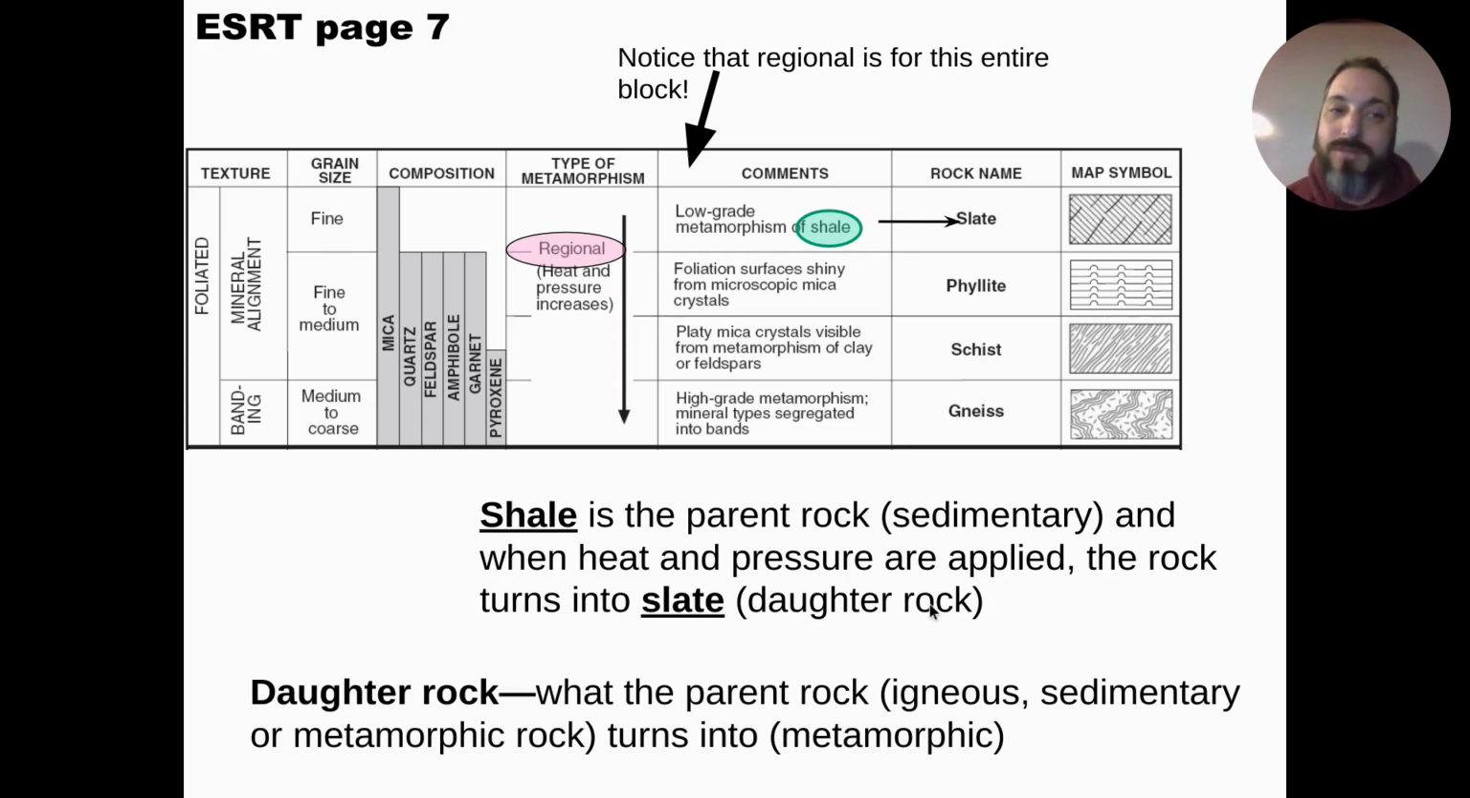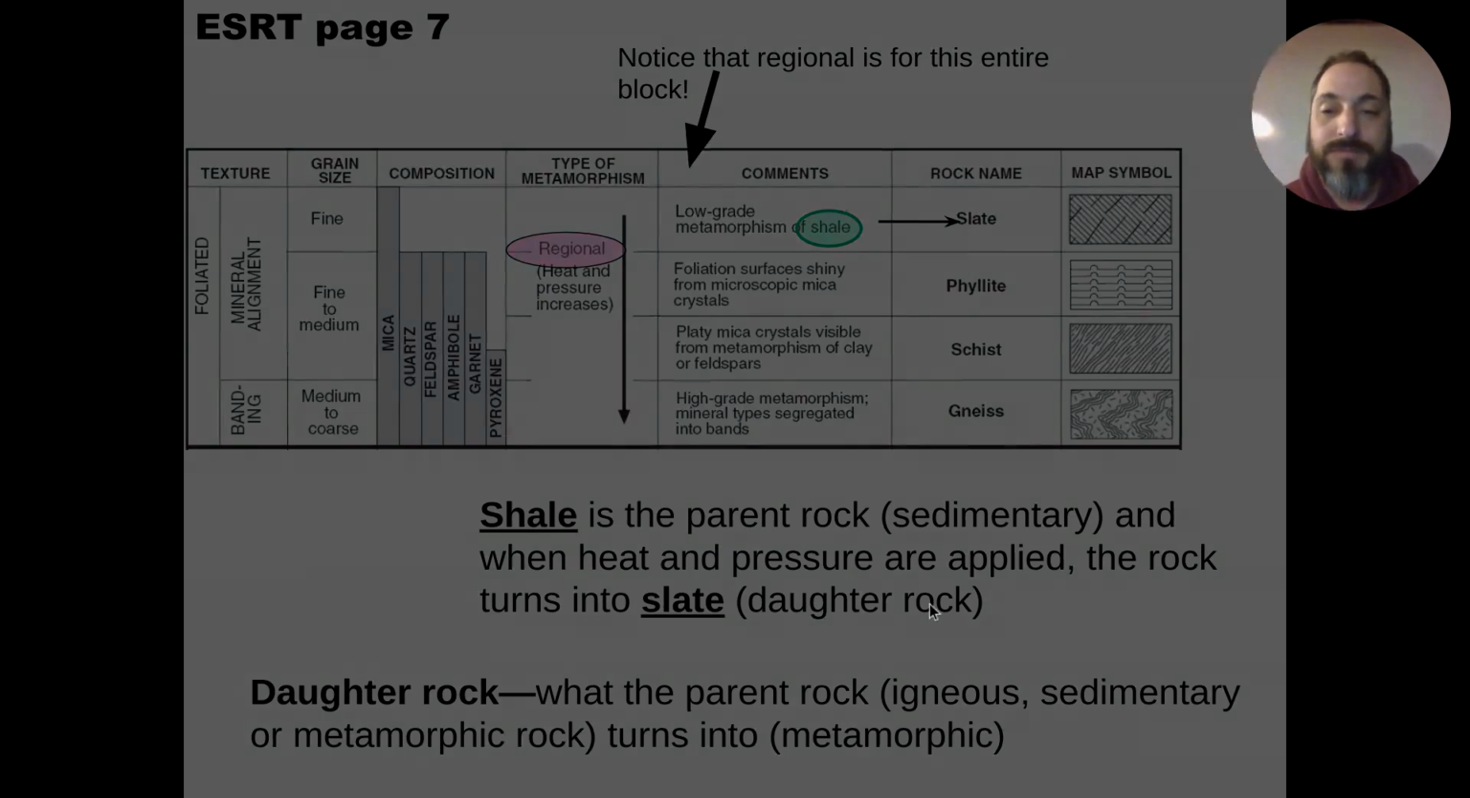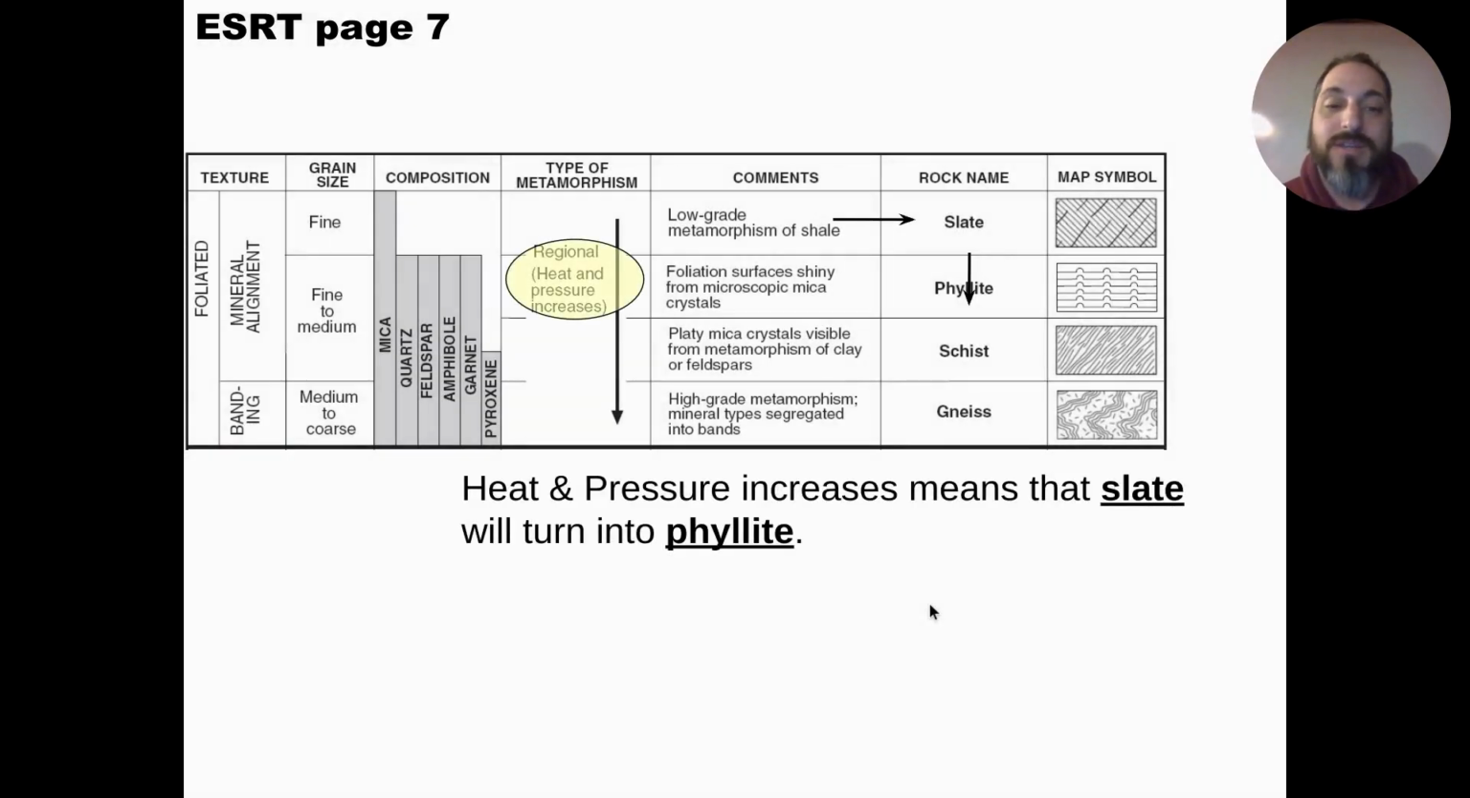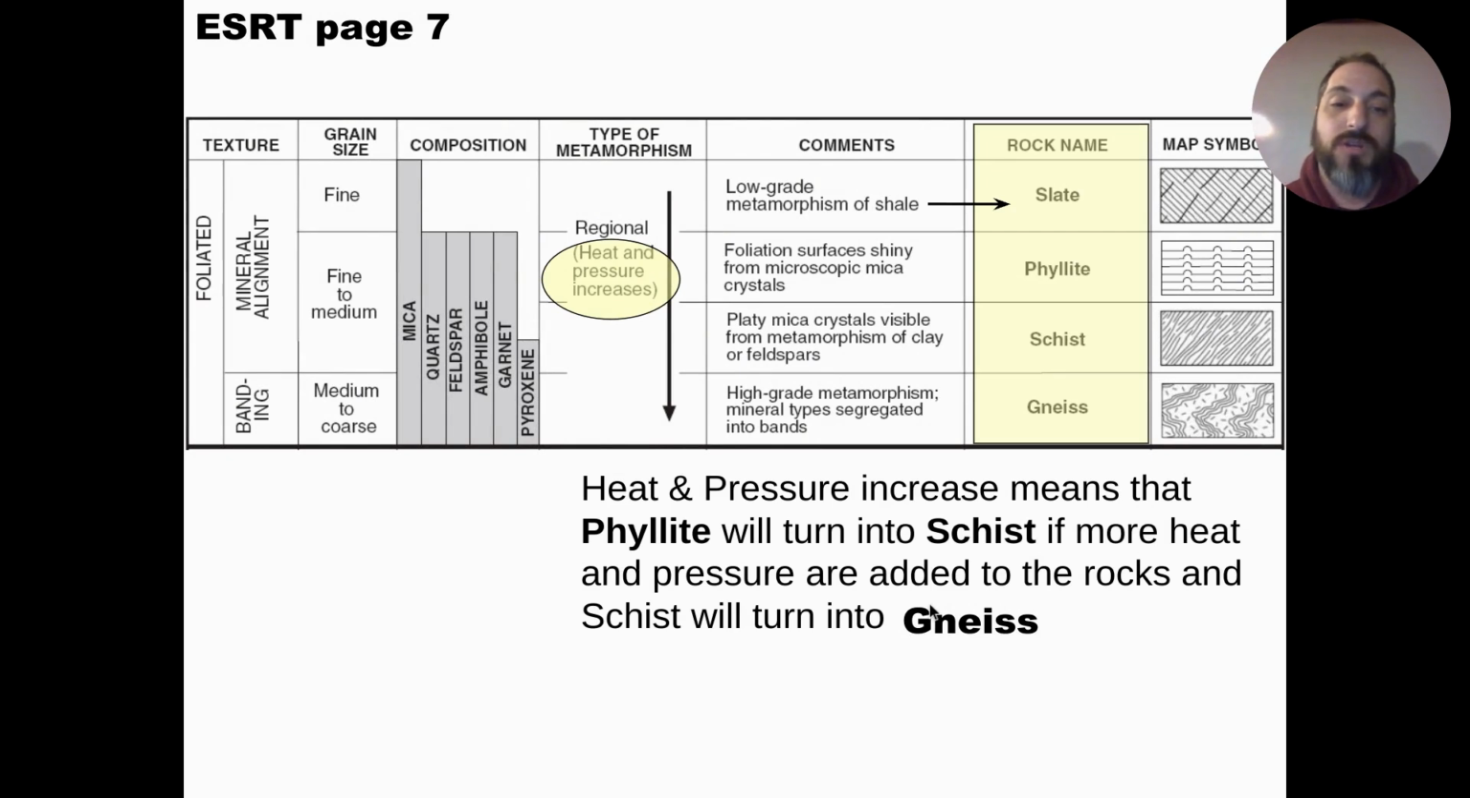Now, from this point on, the chart's going to change a little bit. We're going to start going down the chart and looking at the parent rock that's going to be the rock above it. So slate is then going to be changed into phyllite. If we add more heat and pressure to slate, it's going to change into phyllite. So heat and pressure increases means that the phyllite will then turn into the schist. And if more heat and pressure are added, then it's going to turn into the rock gneiss. So you can see as we go down this chart, we have our parent rock on top and the daughter rock on bottom, and you can see how they change as we go through the chart. Heat and pressure are going to be increasing, moving from the top of the chart down to the bottom.